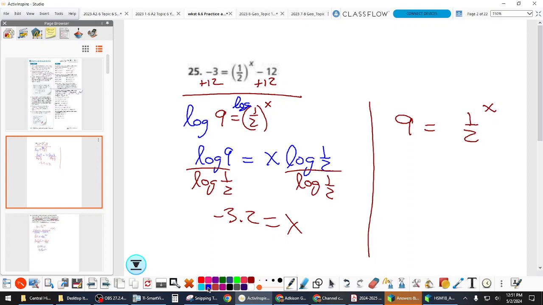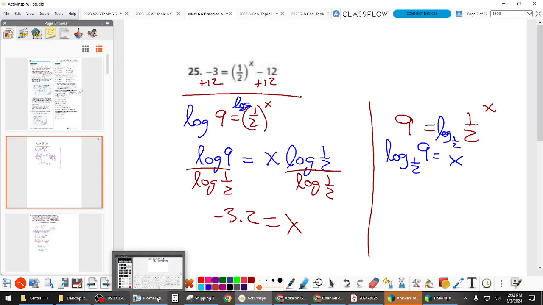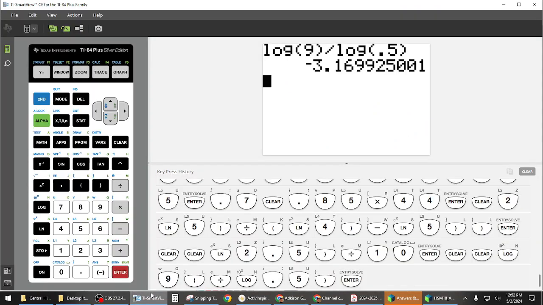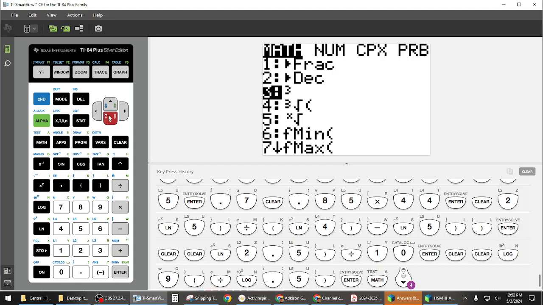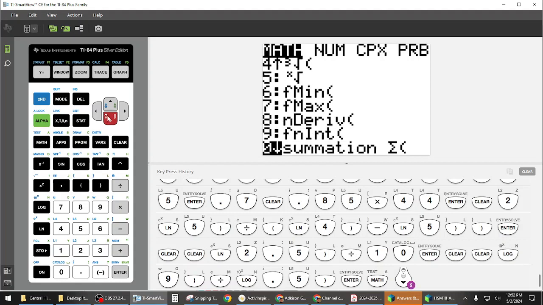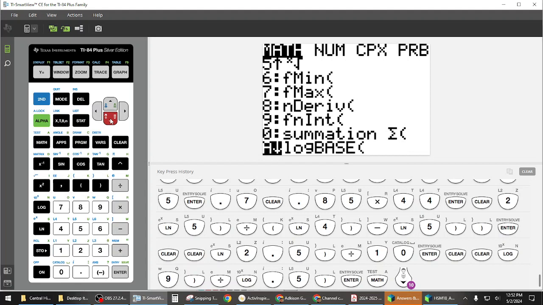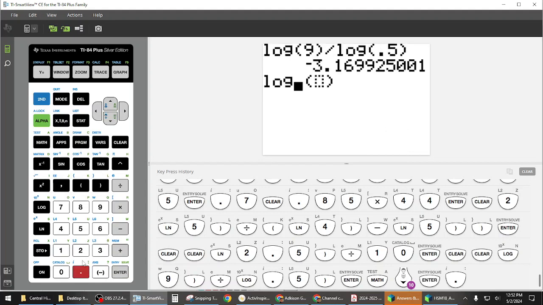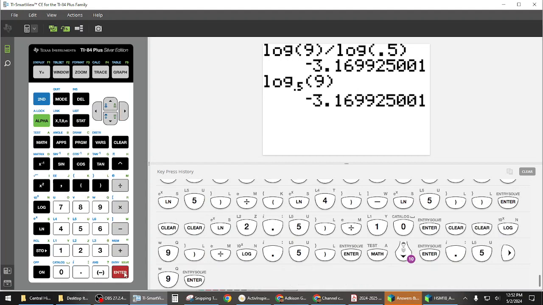Wow, you guys are kind of dead fish today. How about this? Log base one half of x, doesn't that cancel that? Log base one half of nine. Anyway, you know what I'm saying. But then you have to use this math button and scroll forever and ever. Log base 0.5 of 9, and you get the same thing.